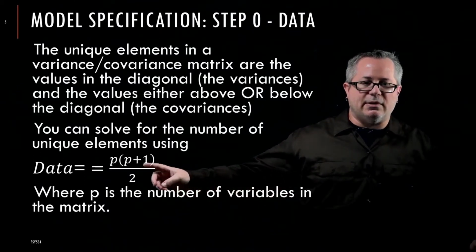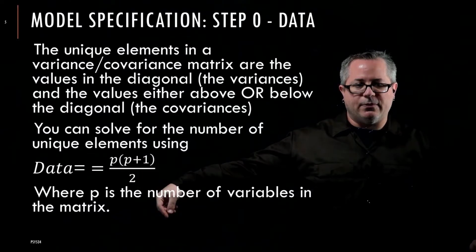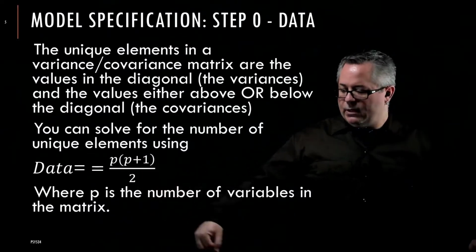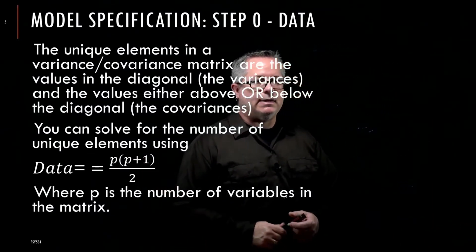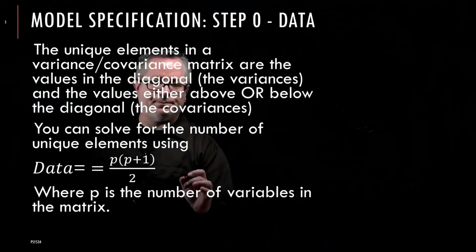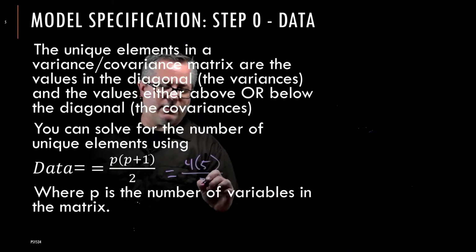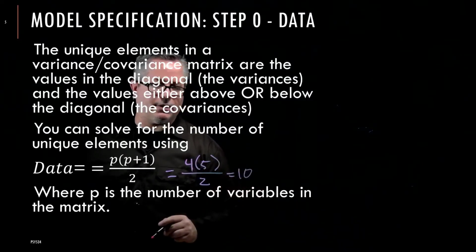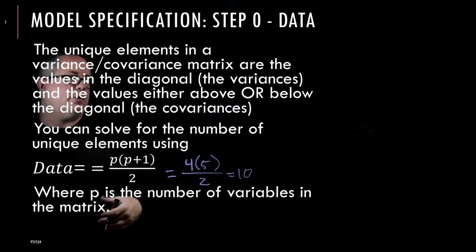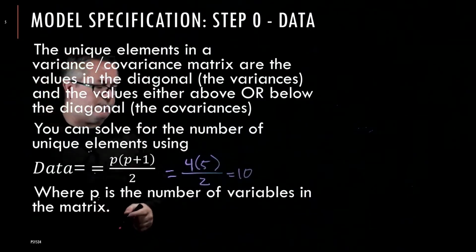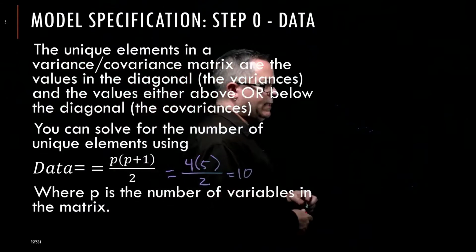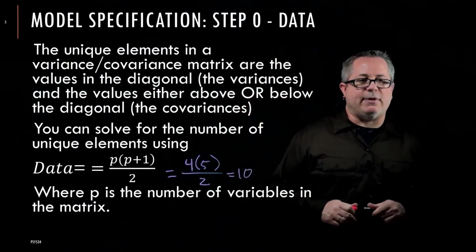So p is the number of items, the number of variables. For instance, in that last example, if p is 4, then 4 times 5 is 20, divided by 2 equals 10. So we can estimate the number of unique elements, the number of data points we have in our model.